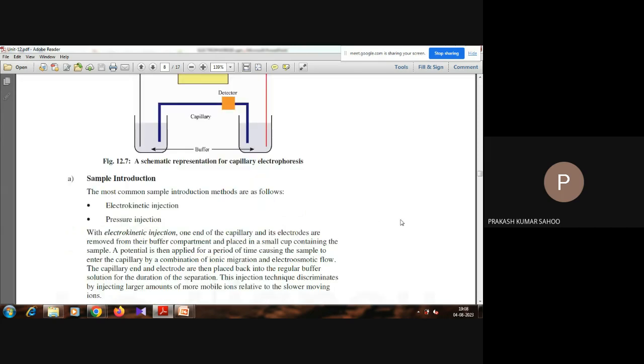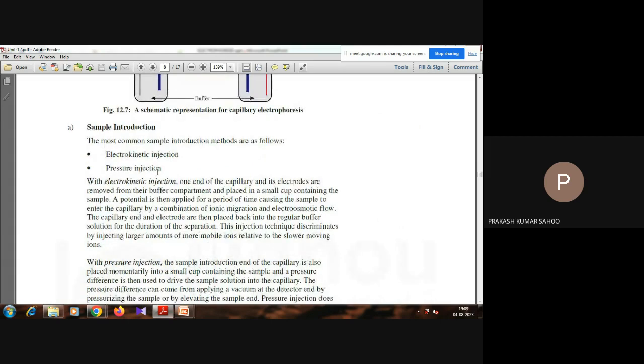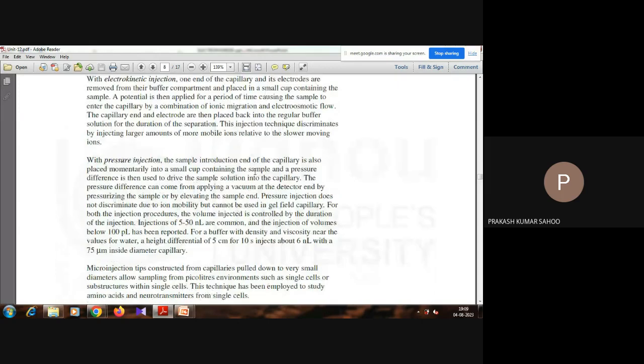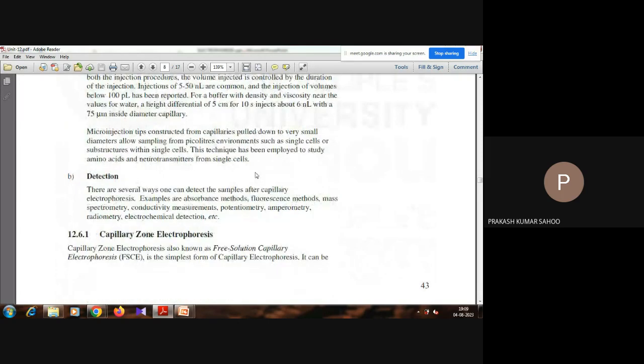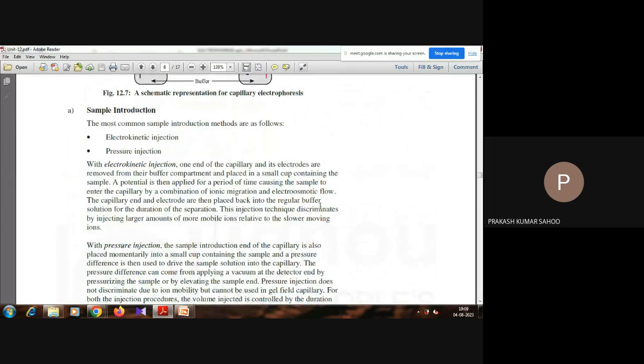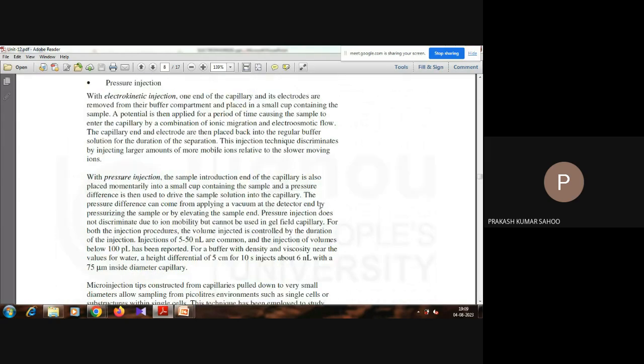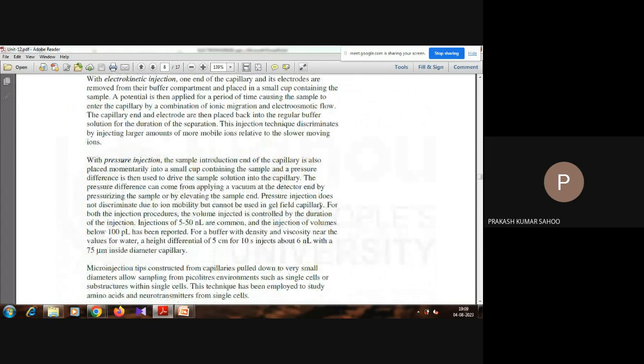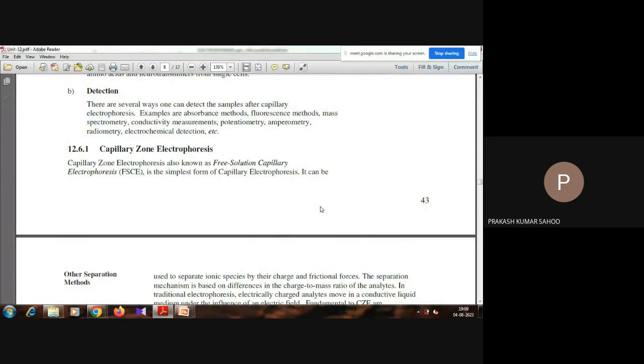Then sample introduction is there, that is electrokinetic injection or pressure injection. Then we have detection, just sample injection and detection. There are two main activities in this separation method.